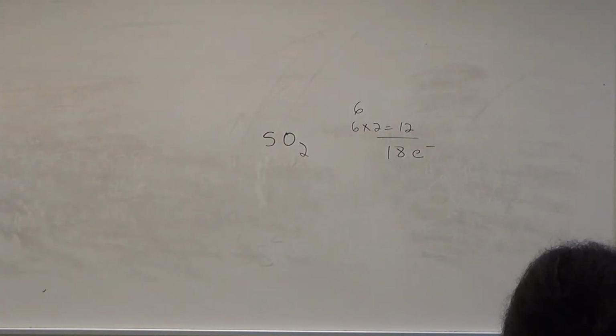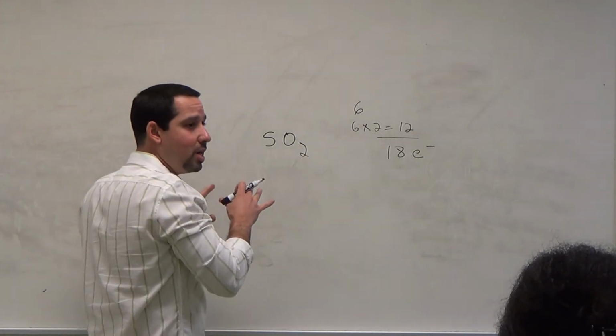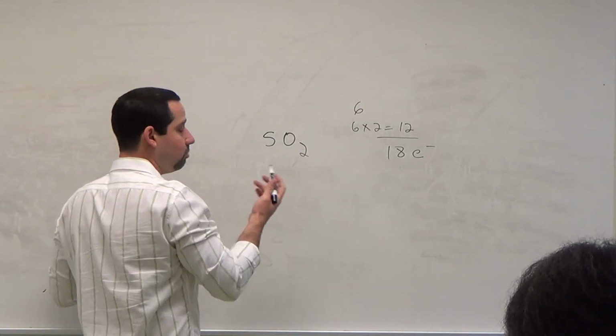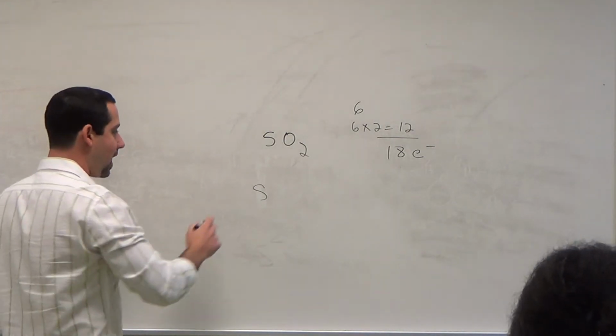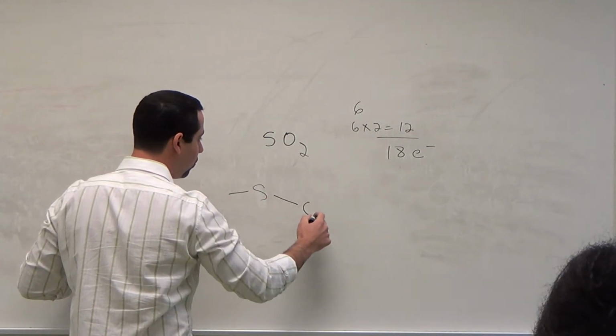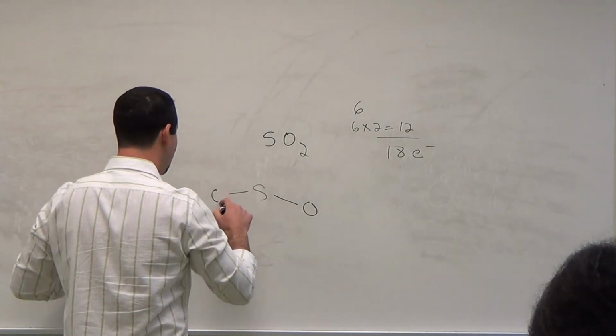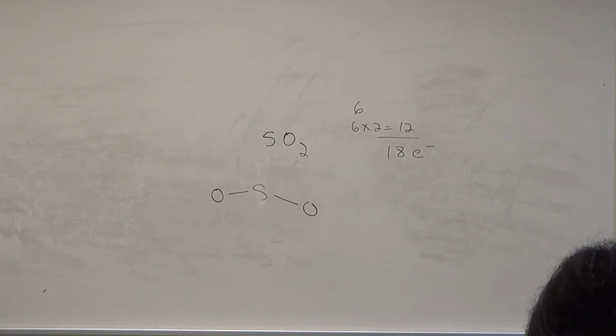I am going to choose the central atom. Which do you think is going to be the central atom? Sulfur. It's the one that is in the lowest quantity, and it makes a good amount of bonds. Sulfur is the middle, and I'm going to make single bonds, that's what the rule says, single bonds to the other elements, oxygen and oxygen.